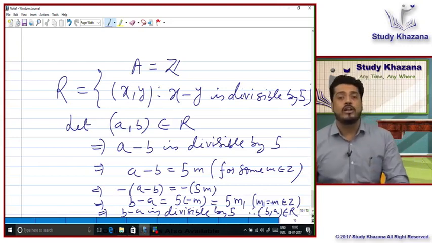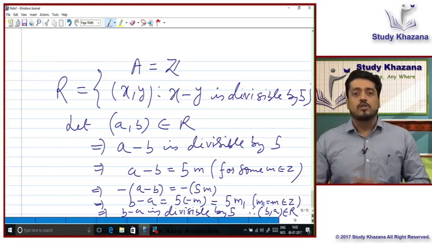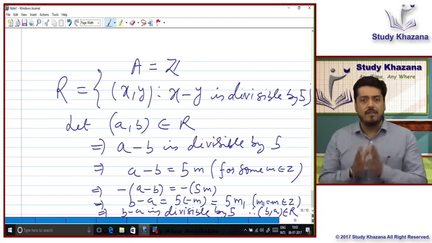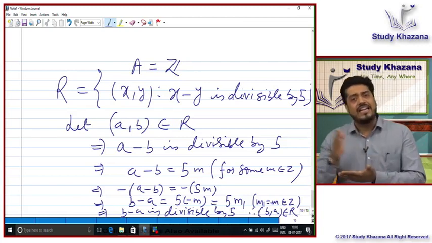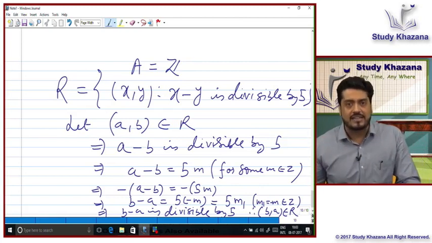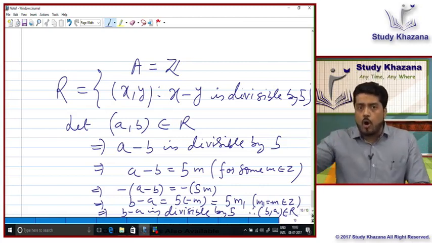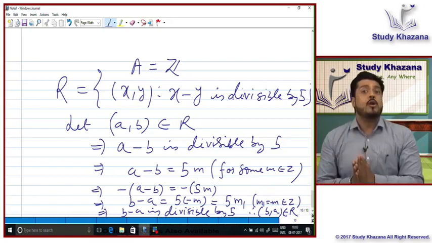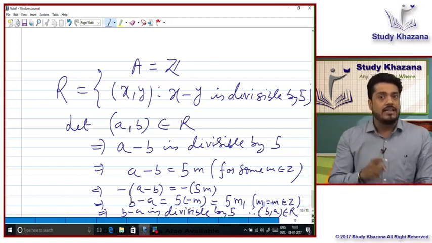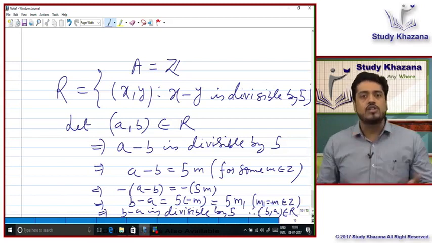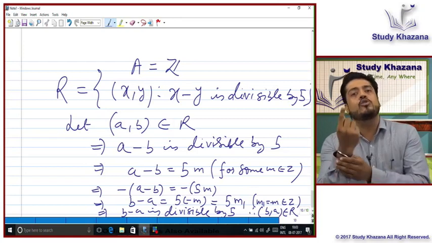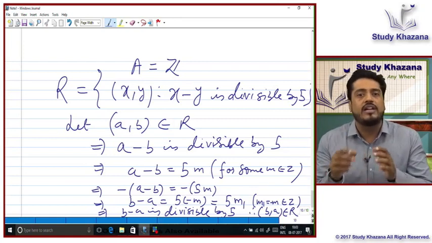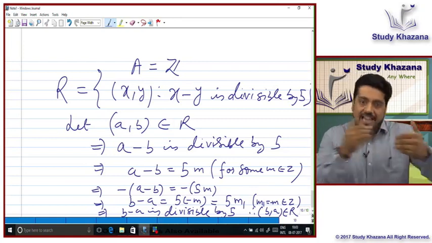Then the second important topic is the types of relation. Firstly, I have defined reflexive relation. What do you mean by reflexivity? A relation R on any non-empty set A is said to be reflexive if and only if all the ordered pairs of the type A comma A belong to R for every A belongs to A. This is important, for every A. That means if I want to disprove that a relation is reflexive, I need to produce only one counterexample, that there is at least one A for which A comma A is not a member of R.